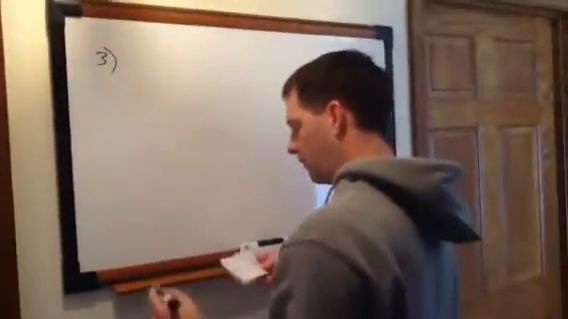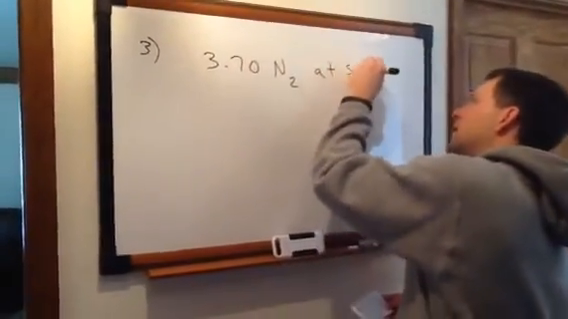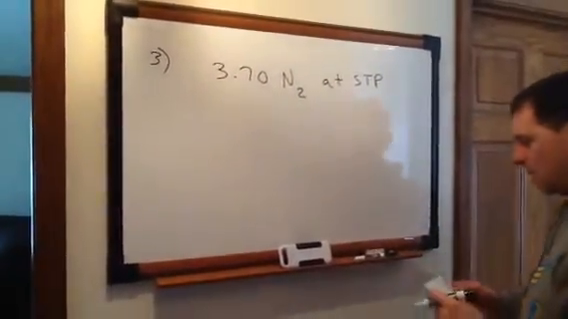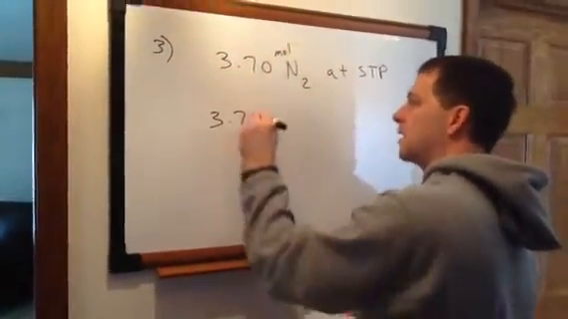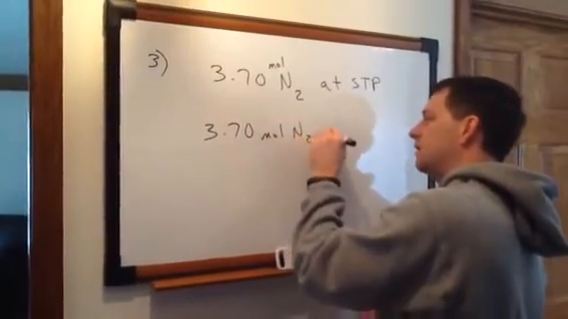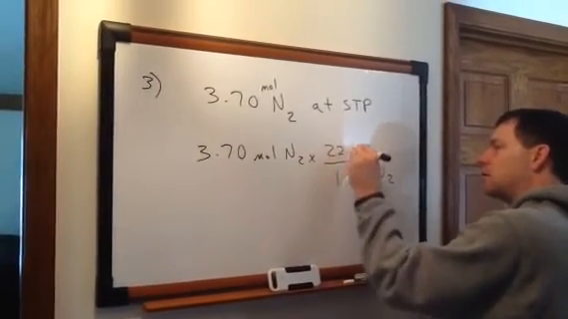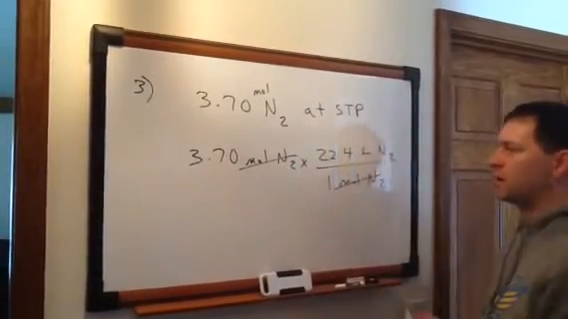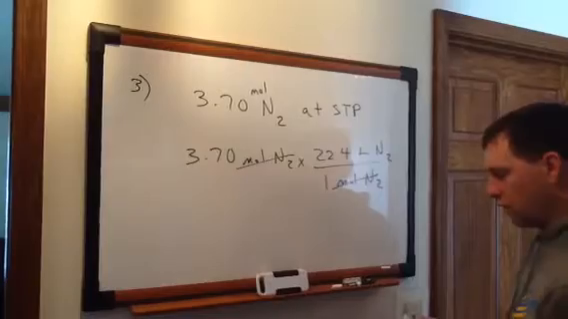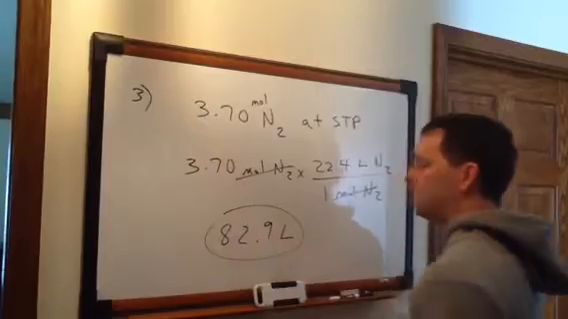Next will be example problem 3. Example problem 3, we were given 3.70 moles of nitrogen gas at STP. Since that's at STP, that means we can use the magic number of 22.4. So we take our 3.70 moles of nitrogen gas as the given. In 1 mole of nitrogen gas at STP, there are 22.4 liters. Moles cancel off. Again, punch that in the calculator, 3.70 times 22.4. And with 3 sig figs, you should get 82.9 liters of gas.